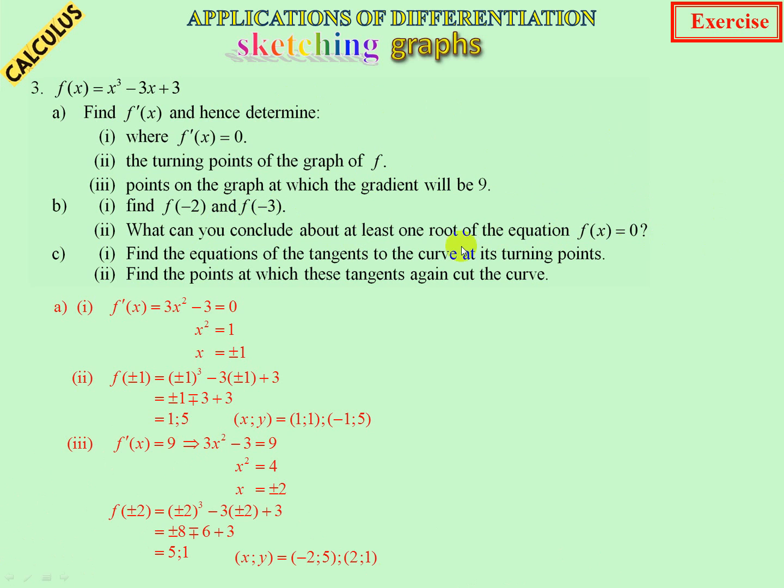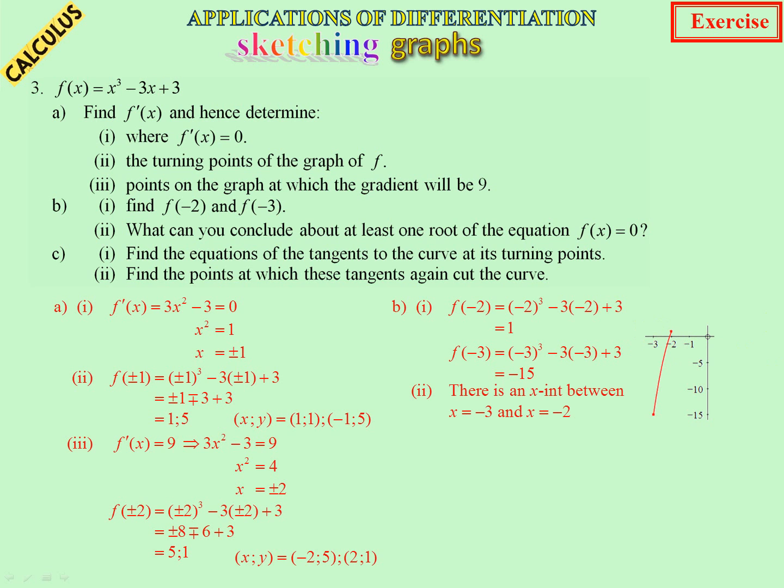f of minus 2, f of minus 3. There's f of minus 2. There's f of minus 3. Now note the one's positive, the one's negative. What can you conclude about at least one root of the equation f of x equals 0? Well, this is all to do with this here. If you have a look, there's minus 3, minus 15. There's minus 2, 1. Do you notice this graph has to cut between minus 2 and minus 3? What can you conclude about at least one root of that equation equals 0?